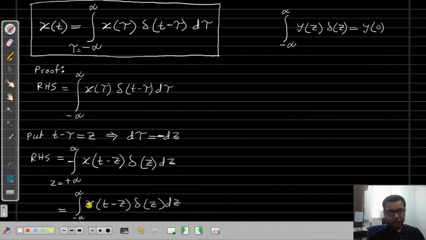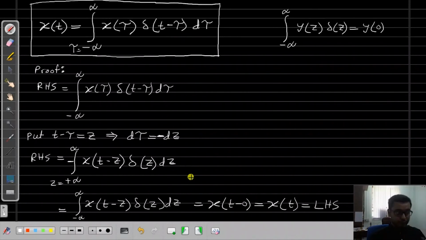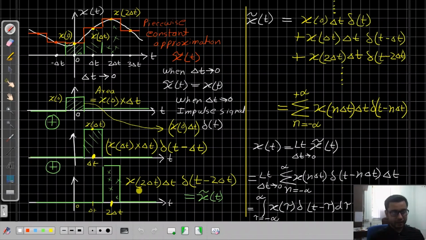Now if we do the same thing here, we have delta z, and we assume this to be y of z. You just have to put z equal to 0 in this expression, so it becomes x of t minus 0, or x of t, which is the left hand side. This is a quick and very useful way of proving this formula. We will need it again and again, but the physical meaning of this formula is what we have demonstrated here.